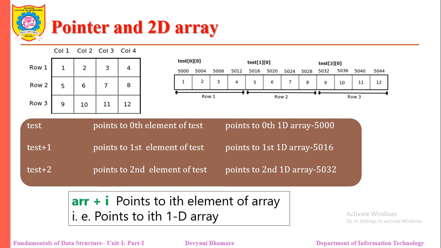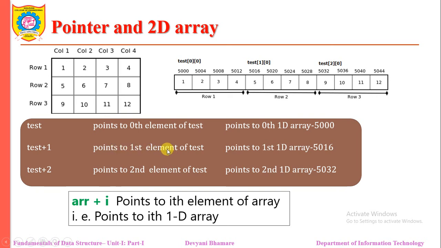So what does it mean? We are saying that if we use the array name, then array name plus i points to the ith element of a one dimensional array. That means here row 1, row 2, row 3. When I say test, what happens? Test points to the zeroth element of this two dimensional array. Here we are saying that the zeroth row is at address 5000. When I say test plus 1, it contains the address of the first element of the two dimensional array.